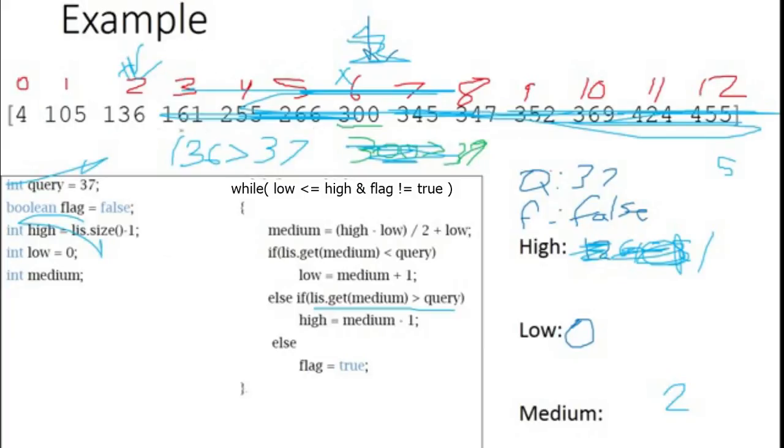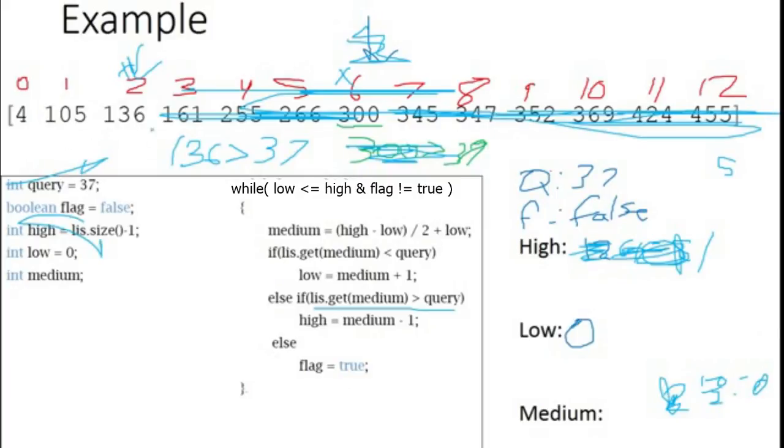So the end result is, notice how we've avoided checking 1, 2, 3, 4, 5, 6, 7, 8, 9 elements. 9 out of our total 13 elements. That's pretty good so far. We're going to go one more time. So now medium equals high minus low divided by 2, or 1 minus 0 divided by 2, which equals 0 in integer division.